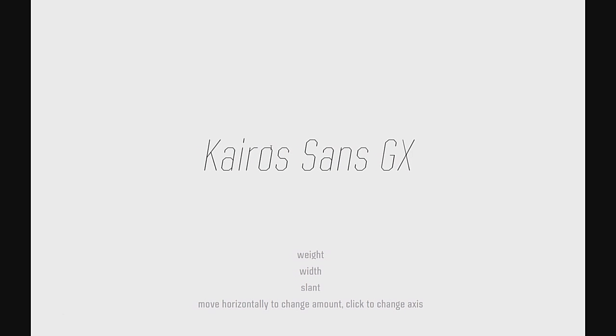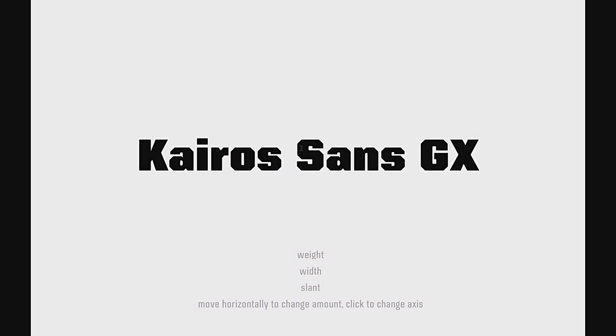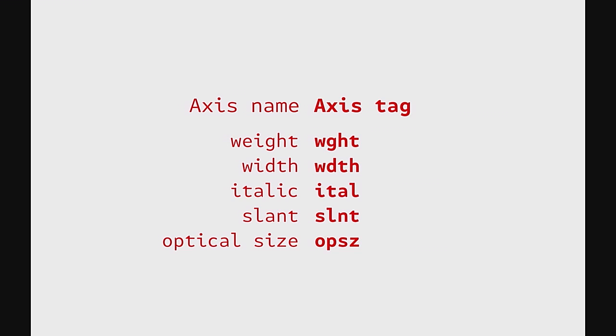and can click to change the axis. In other words, change the category, for example, from weight to width. Here you can see this circle when I click. Here you can see officially registered axes. Those are the most common possibilities.